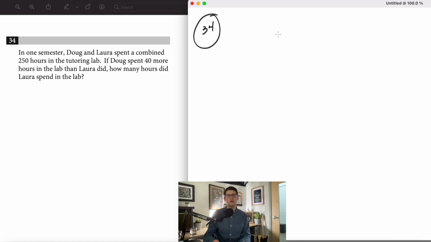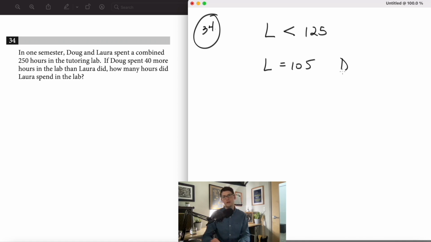So I don't know. Look, Laura is less than half because Doug spent 40 hours more in the lab than Laura did. So how many hours did Laura spend in the lab? Less than half because he spent more than her. I don't know, pick Laura equals some number that's close by. Make L equal 105 and just see what happens.